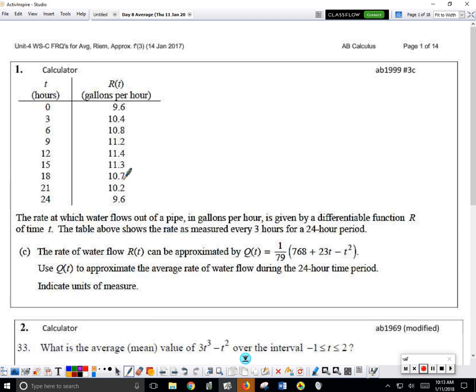Some mathematician takes all this data and creates an equation that doesn't match this exactly, but pretty good. Okay? Like, for example, everybody put that in your calculator. You're going to need it in your calculator anyway, so put that in your calculator.